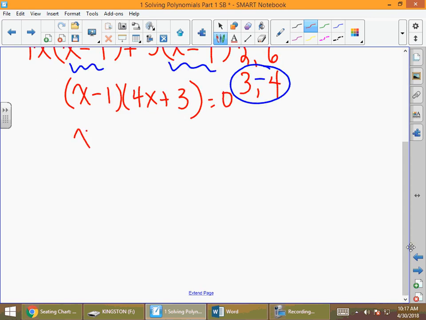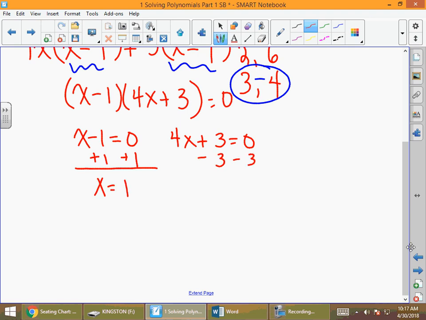We can take x minus 1 and set it equal to 0. We can take 4x plus 3 and set it equal to 0. And we can add 1 to both sides, so we get x equals 1. And we can subtract 3 from both sides. We get 4x equals negative 3. And divide both sides by 4. So x equals negative 3/4.